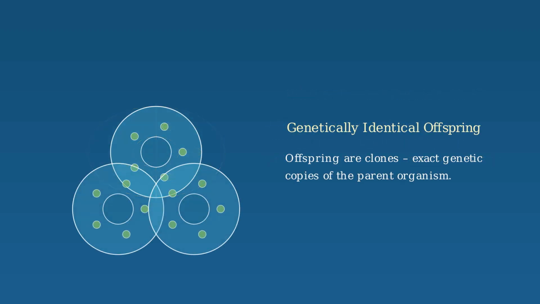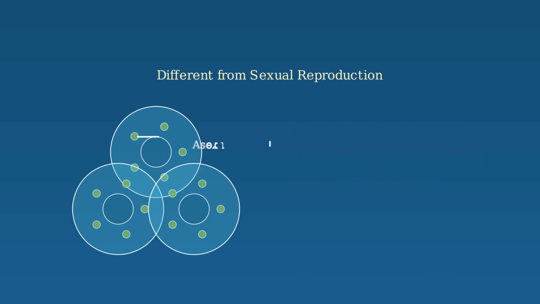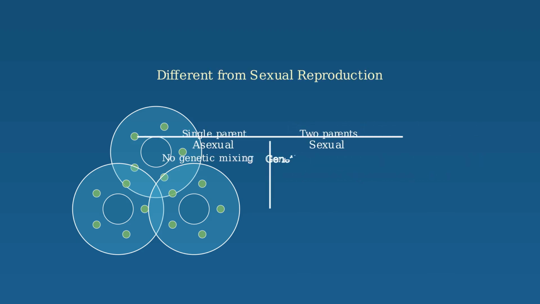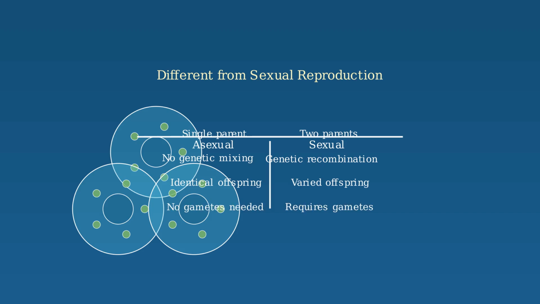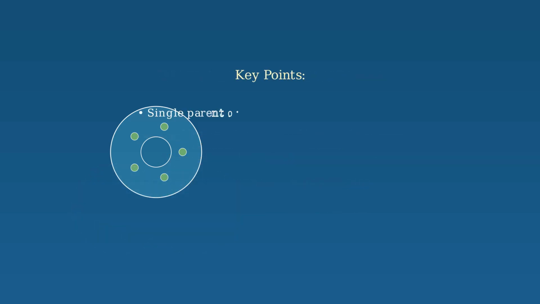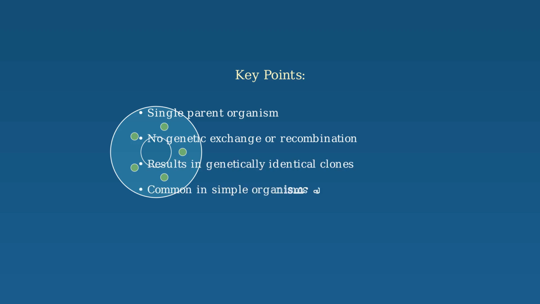They are clones. This is fundamentally different from sexual reproduction, which involves two parents contributing genetic material. In sexual reproduction, genetic recombination creates offspring with unique genetic makeups, unlike the clones produced through asexual reproduction. To summarize, asexual reproduction is a process where a single organism produces offspring that are genetically identical clones, without the genetic variation introduced through sexual reproduction.